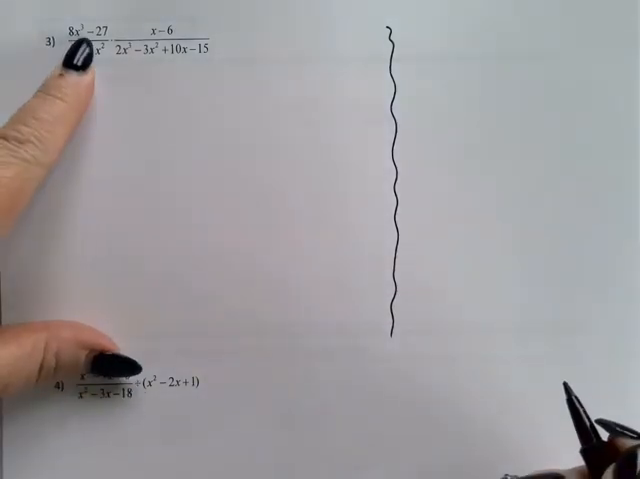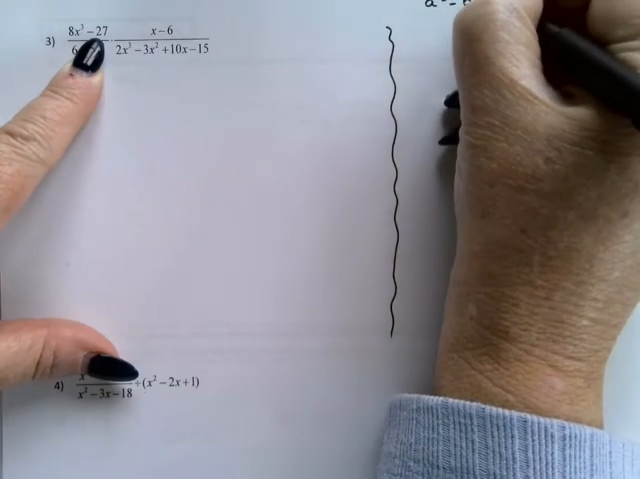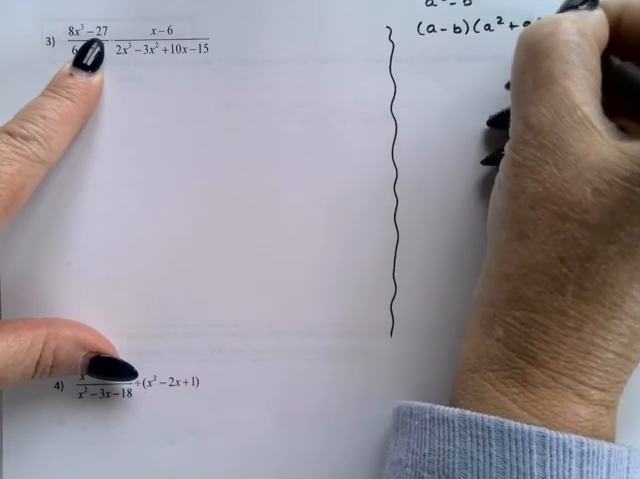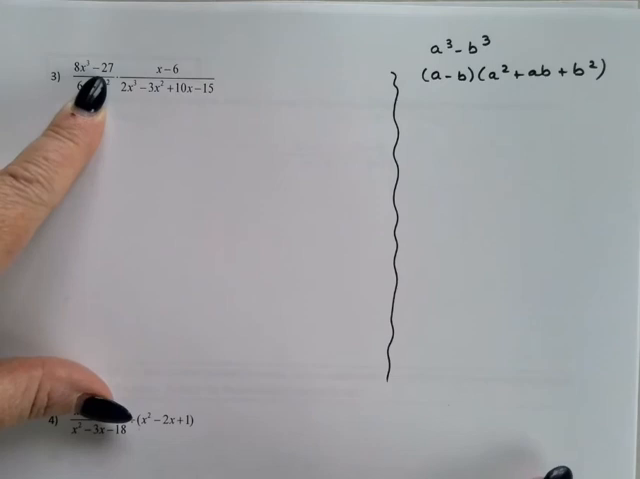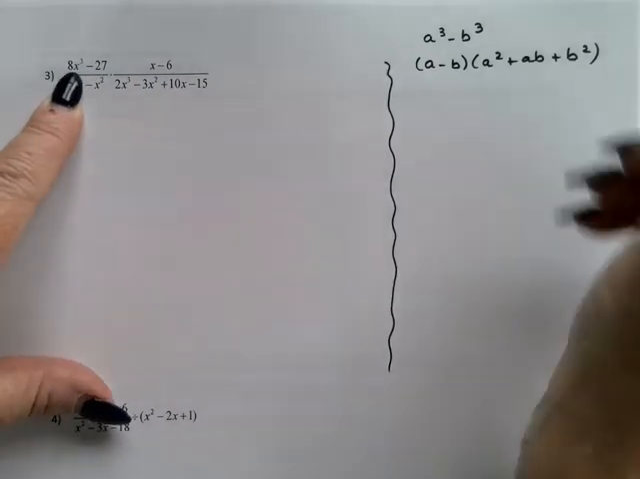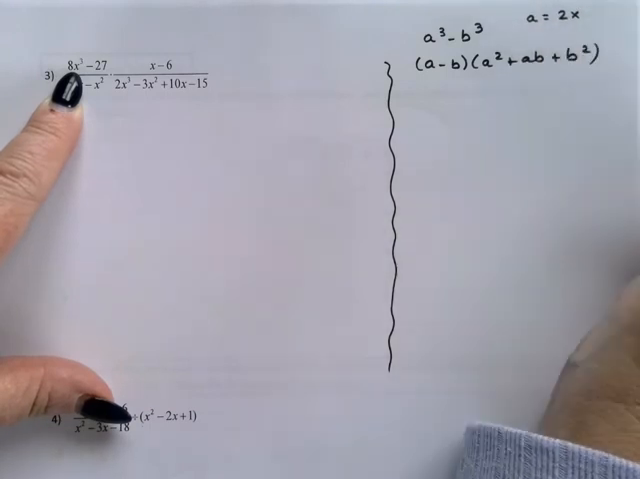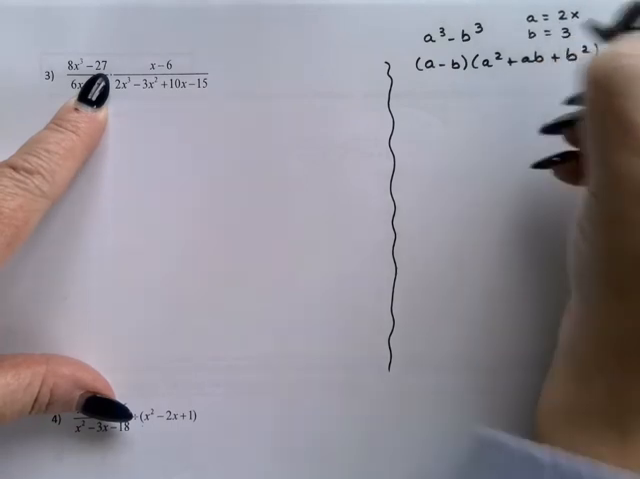That to me looks like a difference of cubes again. A cubed minus b cubed. So I'll use that difference of cubes formula, which you don't have to memorize. That's always on your formula sheets. And in this case, the a will be 2x, cube root of that, and the b, the cube root of 27, is going to be 3.